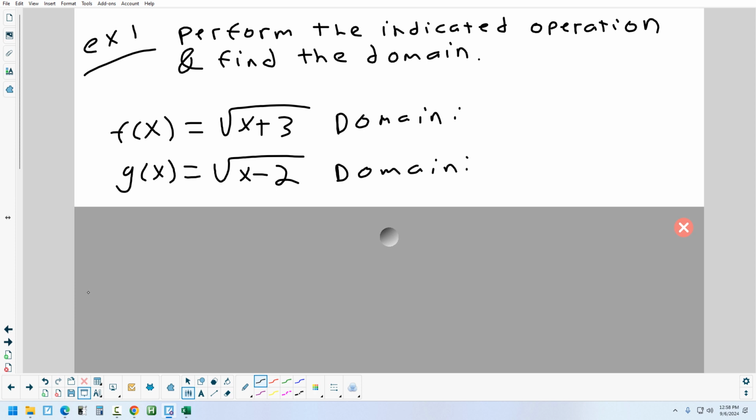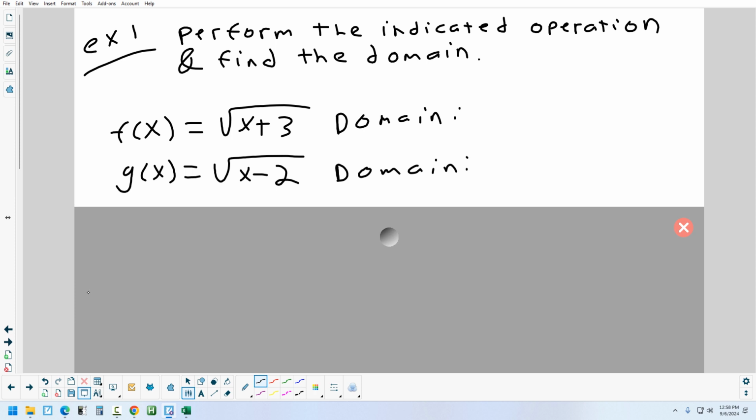Okay, so this says to do something. We're going to do something in a second. We're going to take these two functions and combine them. I haven't shown you how we're going to combine them yet. Before we combine them, though, let's just write down what the domain is for each one of them.